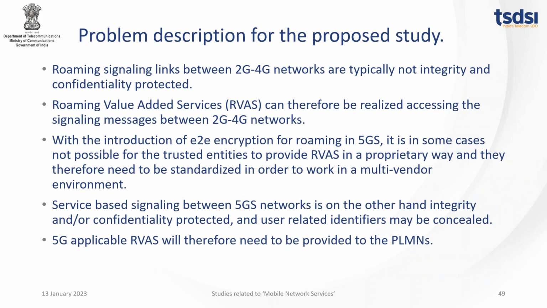If you see, right from 2G till 4G, there was no confidentiality or integrity protection across the inter PLMN interfaces. As such, all the value-added services from the roaming perspective were realized without any hiccups up to 4G network. But in 5G, because end-to-end security requirements have been brought in, we may have to revisit some of the changes that need to be done for roaming related value-added services. So that is why in 5G we need to revisit the roaming related value-added services. Next slide, please.